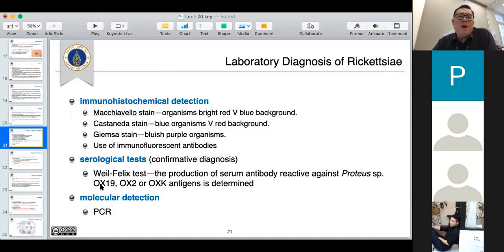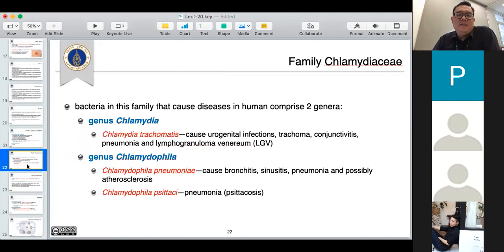Well, we probably talk about OX19, OX2, OXK antigen, but that's probably detailed. But you probably need to know that the detection of Rickettsia probably uses immunohistochemistry on a section of the tissue, and uses antibody tests to confirm the serotype. Molecular diagnosis uses PCR, specific amplification. If PCR is negative, that means the sample does not contain DNA of rickettsial bacteria, okay?